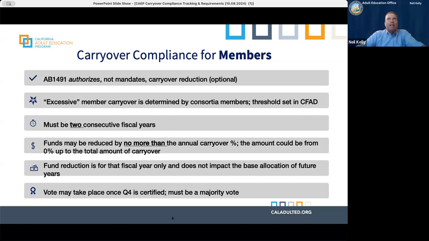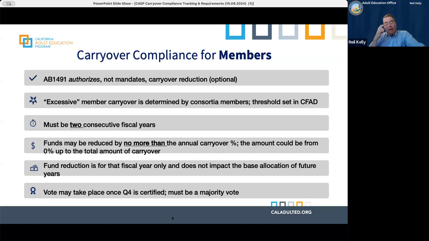AB 1491, the carryover legislation, authorizes but doesn't mandate member carryover reduction. Excessive carryover is determined by the consortium and its members, and you do that through the CFAD every year. So one year you could have, like I said, 30%, the next year you could have 20%. So there's a lot of variation going on here. It's still with members must be 2 consecutive years.